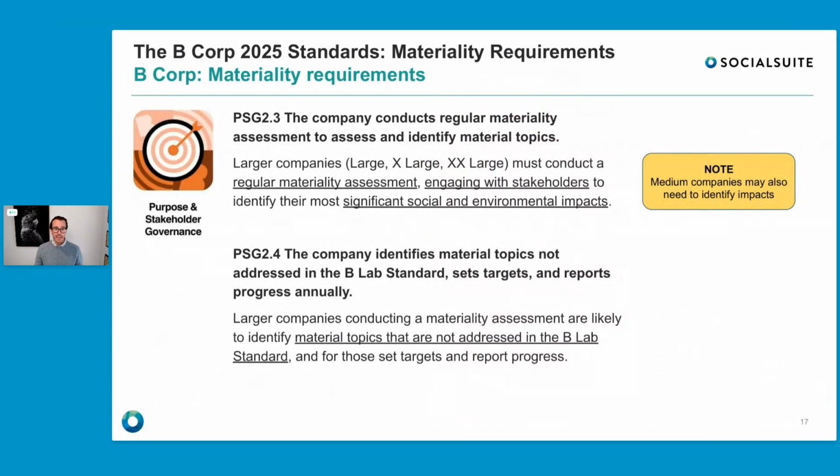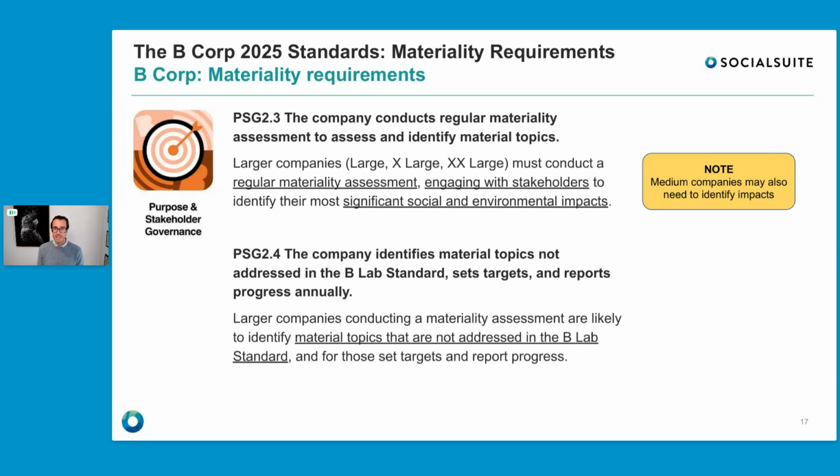Next, let's unpack then what the actual requirements are. And again, like I said, it is in purpose, stakeholder, and governance. And if we go to 2.3 there, we see that the company needs to conduct regular materiality assessment to assess and identify material topics. Like I said, larger companies need to do it. Medium companies are put on notice here. Have a really good look at if it makes sense to do that as well. It needs to be regular, and we'll look at that in a bit more detail.